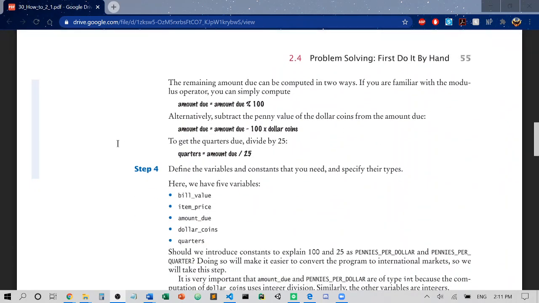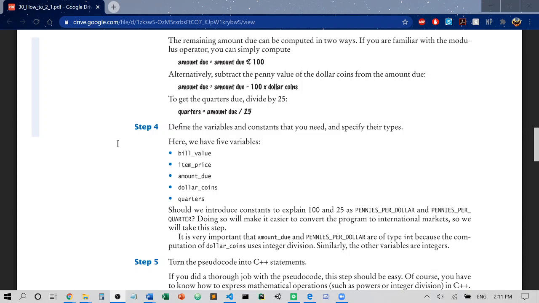The remaining amount due can be computed in two ways. If you are familiar with the modulus operator, you can simply compute the amount due to equal itself modulo 100. Alternatively, you can subtract the penny value of the dollar coins from the amount due. This will get you the same answer, and that would be the amount due is equal to itself minus 100 times the dollar coins. To get the quarters, we'll have to divide by 25. So quarters will equal the amount due that we've just calculated divided by 25.